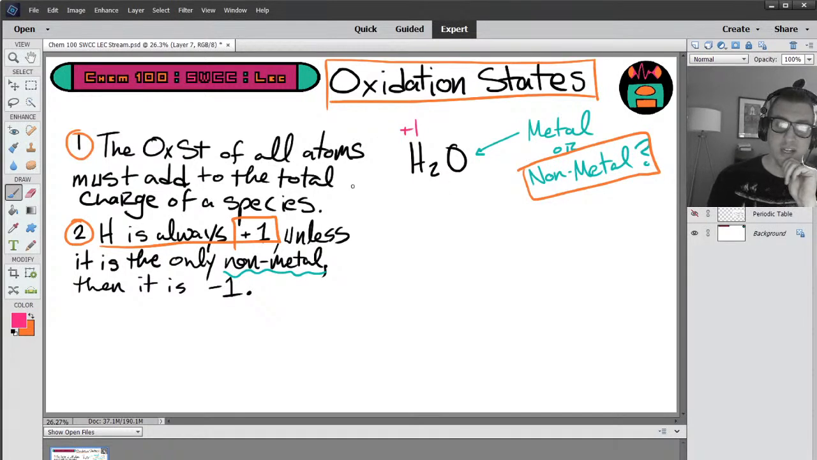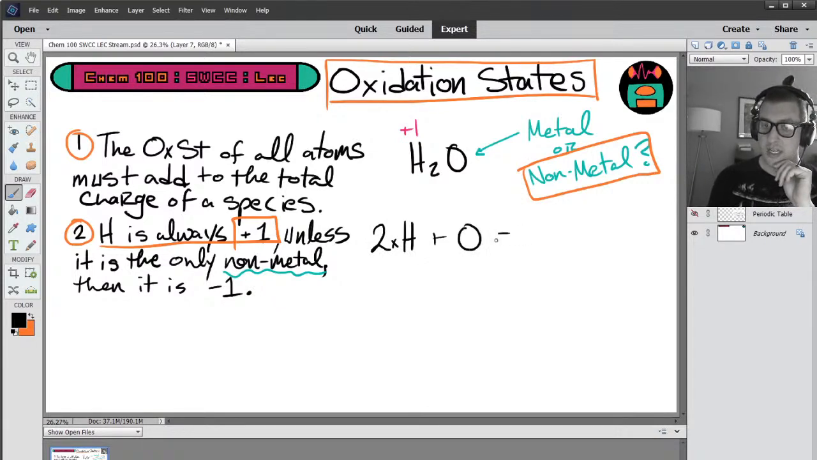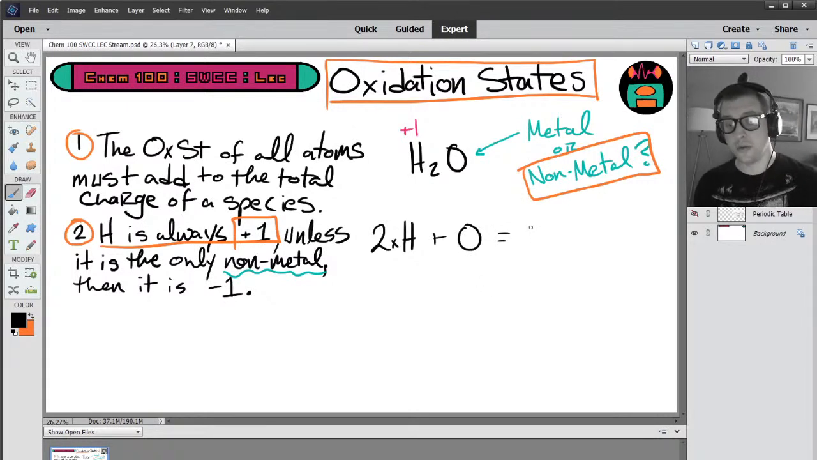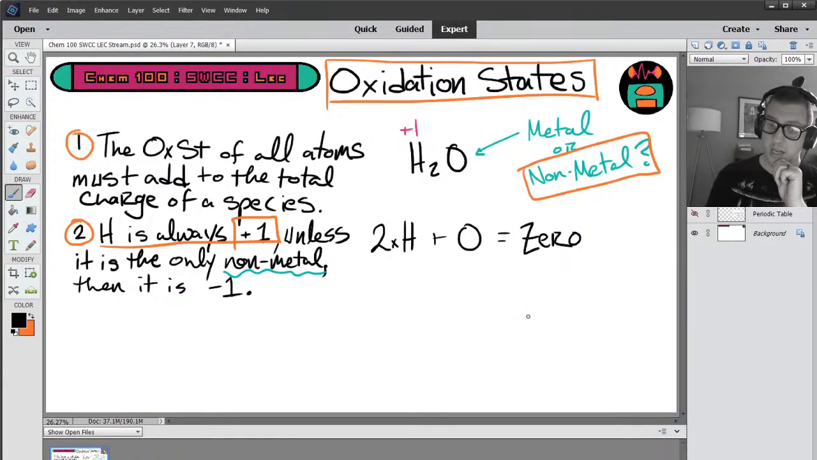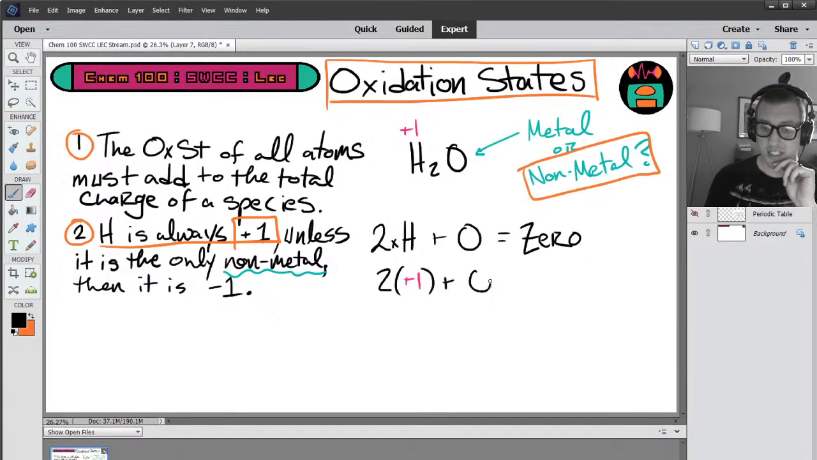Once we know hydrogen, now we can use rule number 1 to solve for oxygen. Here's how. We know that the oxidation state of our two H's together, because there's two hydrogens, plus the oxidation state of our oxygen has to equal the total charge of this molecule, which is 0. All right, now we can plug in our oxidation state of hydrogen, which is plus 1, plus the oxidation state of oxygen equals 0.